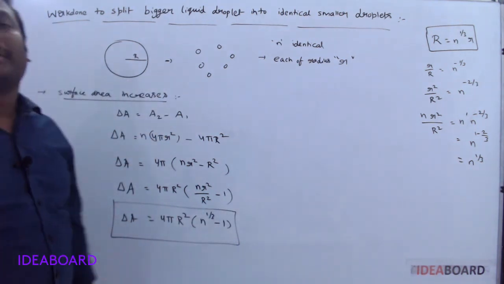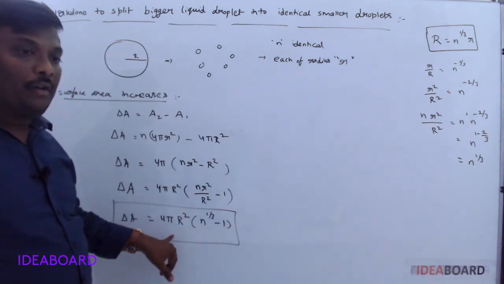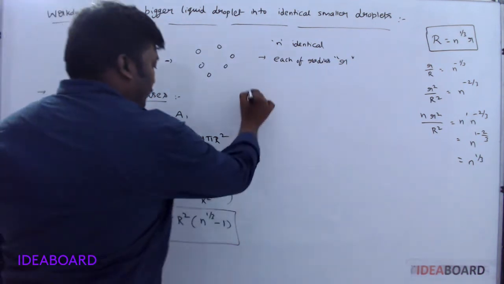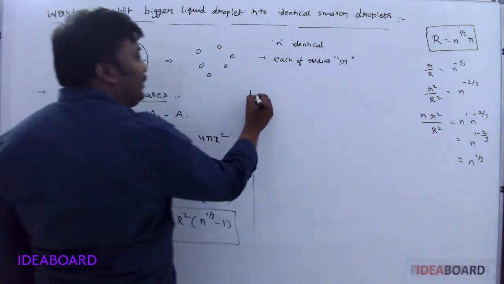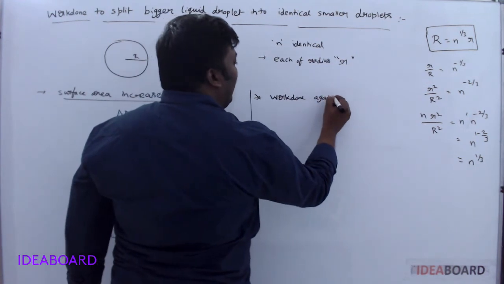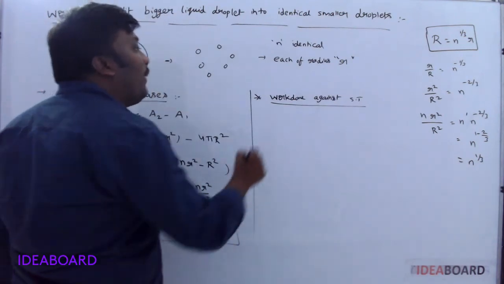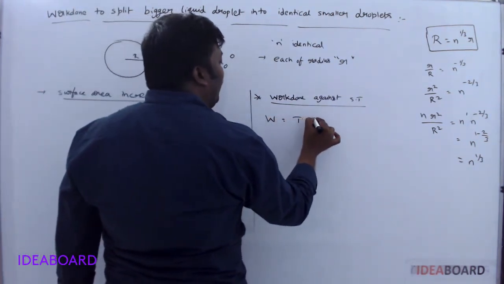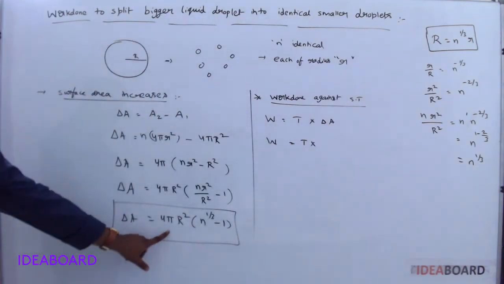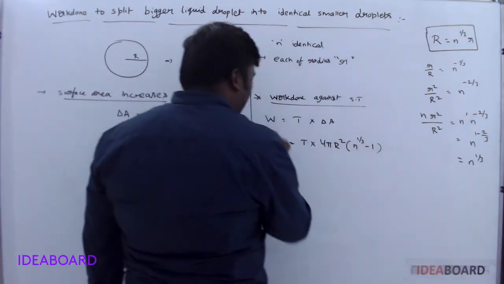So in maximum number of numericals they are given the capital R value. For that, delta A is equal to 4 pi capital R square into n power 1 by 3 minus 1. Now, due to this increase in surface area, work is done against surface tension. So how much work is done by you? Work done formula is T into delta A. The value is 4 pi r square T into n power 1 by 3 minus 1.